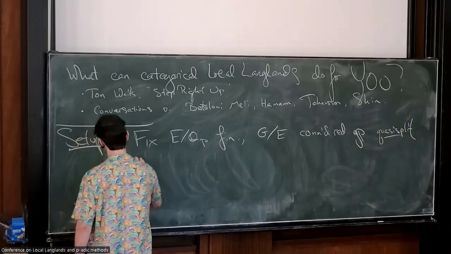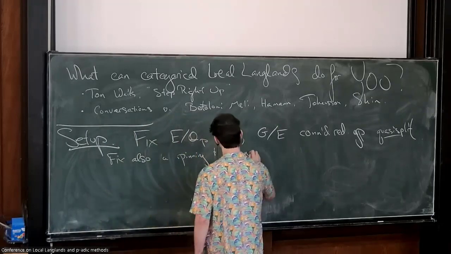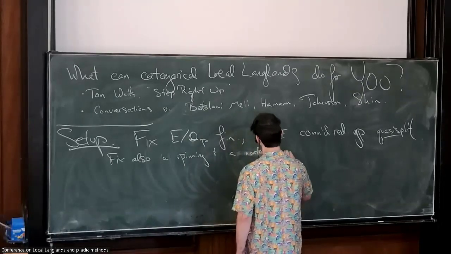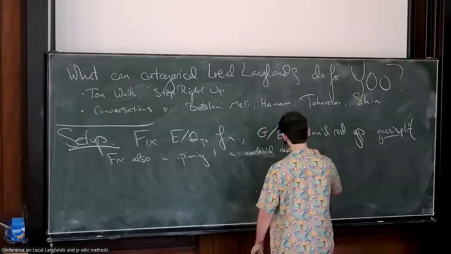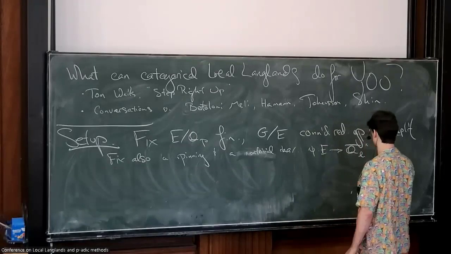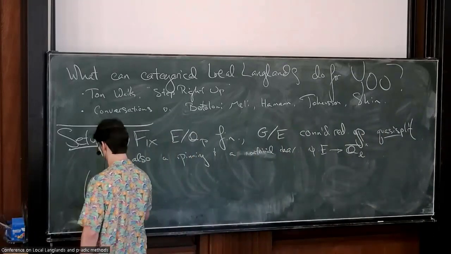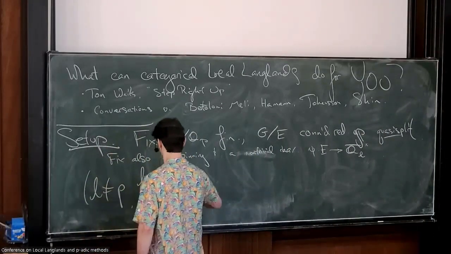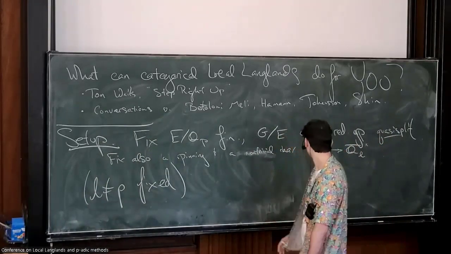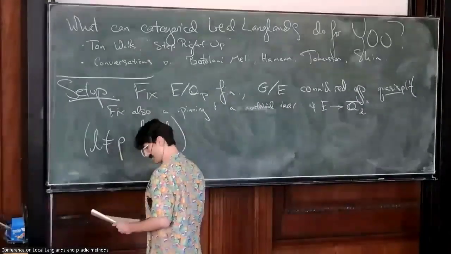I'll fix also a pinning and a non-trivial additive character from E towards Q_l-bar cross. So yeah, l throughout the whole talk, l not equal to p, will be some other fixed prime. My field of coefficients for everything will be Q_l-bar. I have nothing to say integrally. That's very interesting, of course.